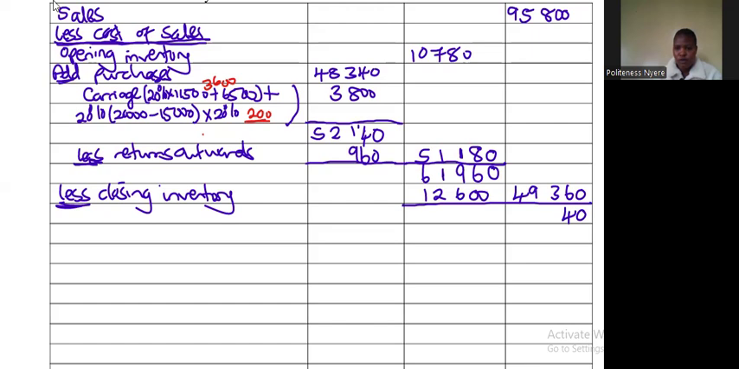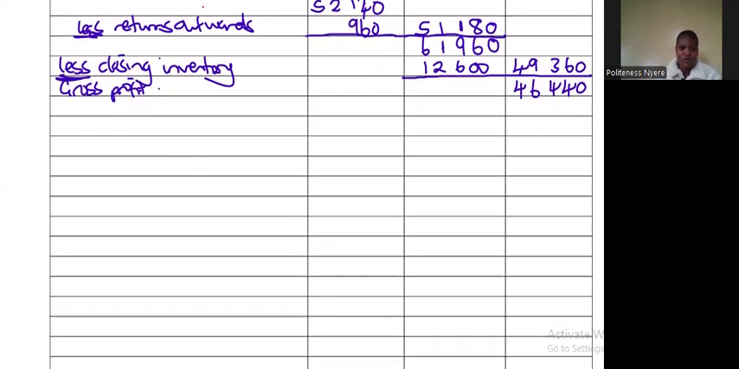This is 4, this is 4, and then 15 minus 1, that's 6, and then that's 4. So our gross profit here is 46,440. So that's our gross profit. Okay, I hope we are still together here.